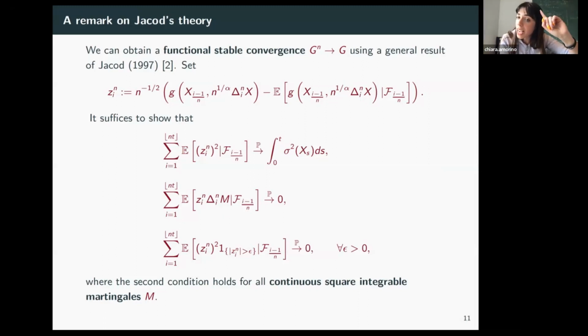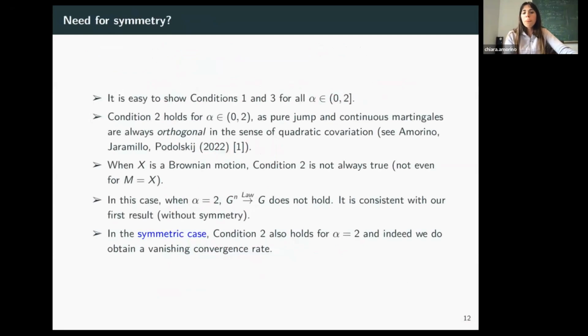But even in this case, if you add the symmetry of G, well, again, the second condition is going to provide the convergence to 0. And so you can actually apply this theorem as well in the case where you do have the symmetry of G. So coming back to our case, what we are saying is that also from here, you can see that for alpha between 0 and 2, but with alpha equal to 2 excluded, you can apply this theorem and you can get the stable convergence.